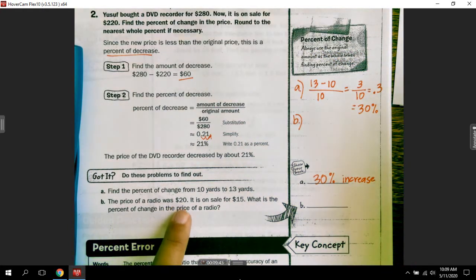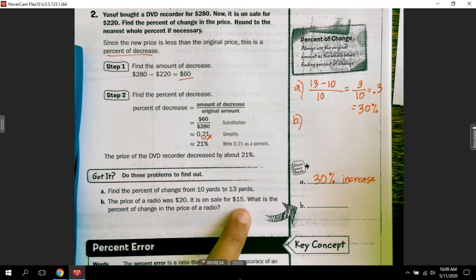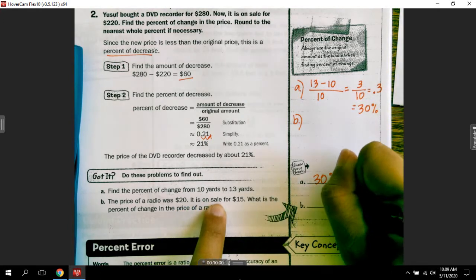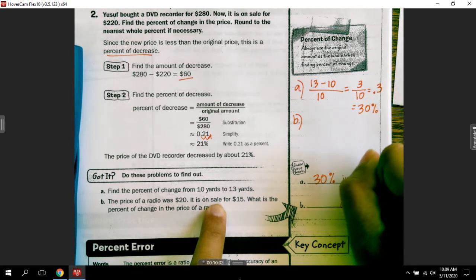The price of a radio is $20. It's on sale for $15. What's the percent of change in the price of a radio? So it was $20. Now it's $15. Did the price increase or did it decrease? It obviously decreased because it was on sale, okay? So it's going to be a percent of decrease.